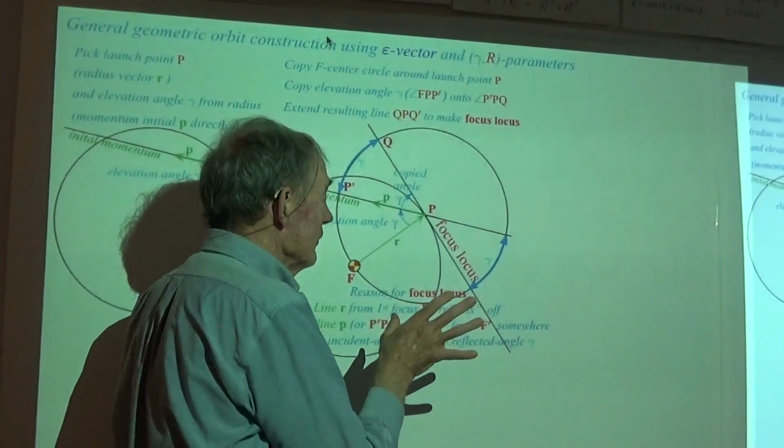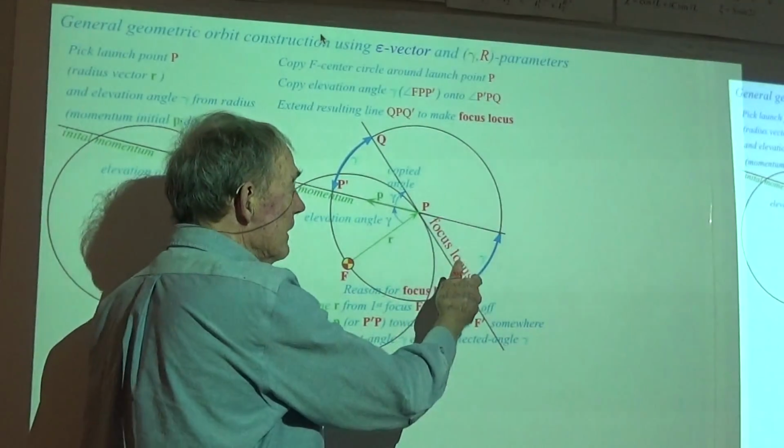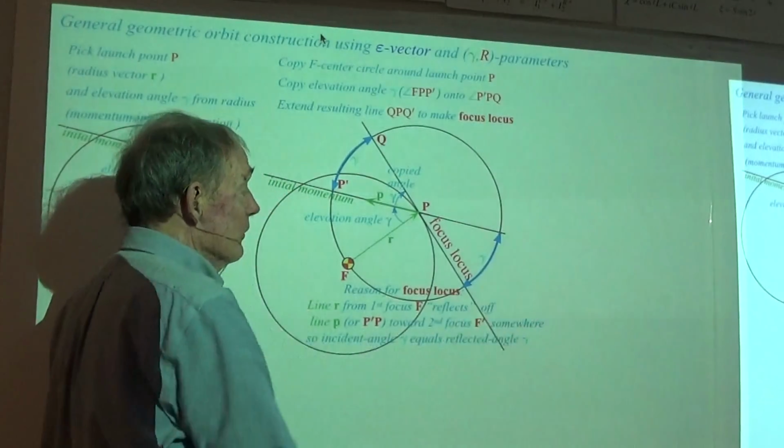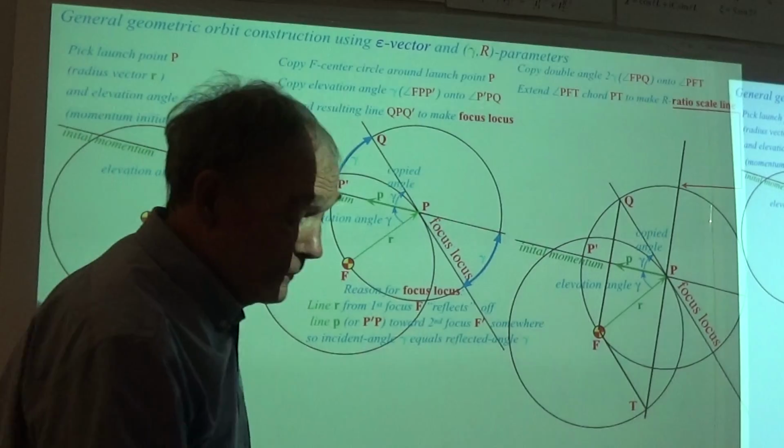whether it's attractive or repulsive, how fast it is if it's attractive, we will be locating a focus somewhere, and then we'll draw the orbit given those two foci. That's the idea here. Okay.